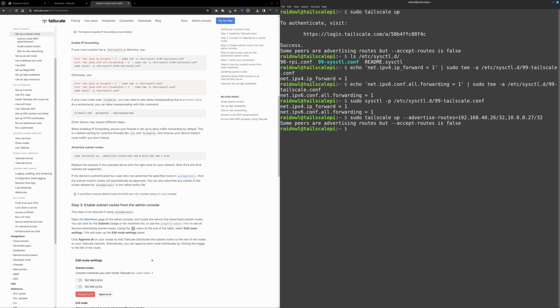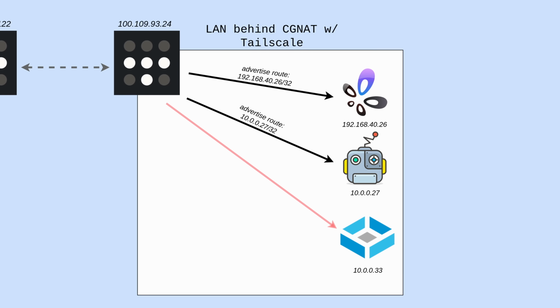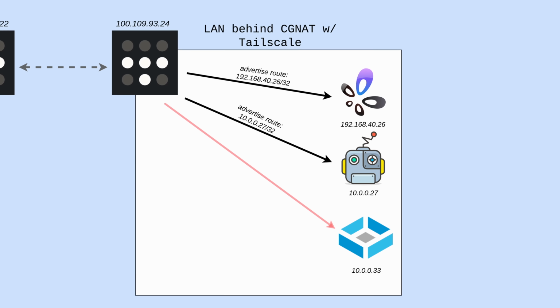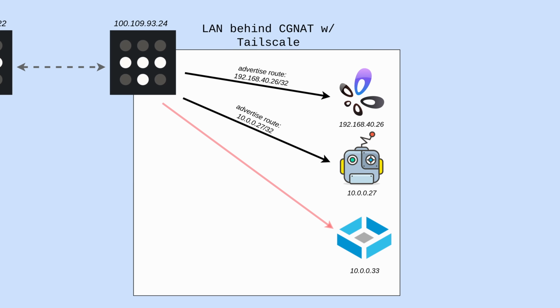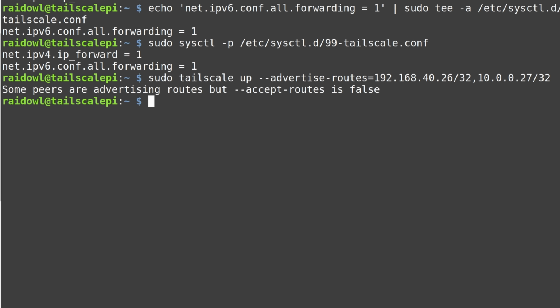For my example, I plan on exposing just two things: my own cast service hosted on 192.168.40.26, and my local AI instance hosted on 10.0.0.27. I'm using the /32 subnet here since those are the only IPs I want to expose. If you want to expose the entire /24 subnet, then you can do that too.